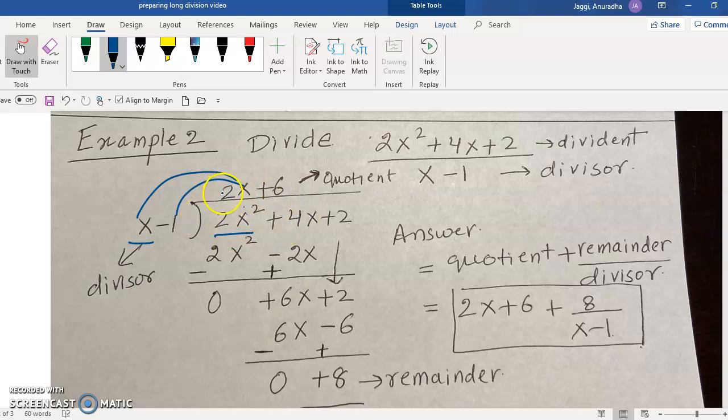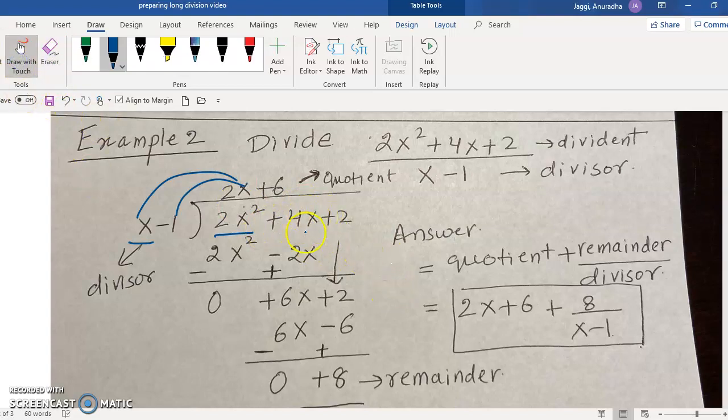So let's see what happens. 2x times x becomes a 2x squared, and 2x times negative 1 becomes a negative 2x. You're going to put your x squared term under the x squared term, and the x term under the x term.